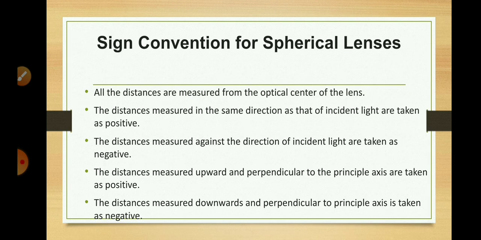So there are some sign conventions that we must follow, and those are Cartesian sign convention. I hope you remember the sign conventions for spherical mirrors. That is, object is always placed to the left of the mirror. Distances are always measured from the pole. Distances to the right are positive and to the left are negative. Distances above principal axis are positive and below principal axis are negative.